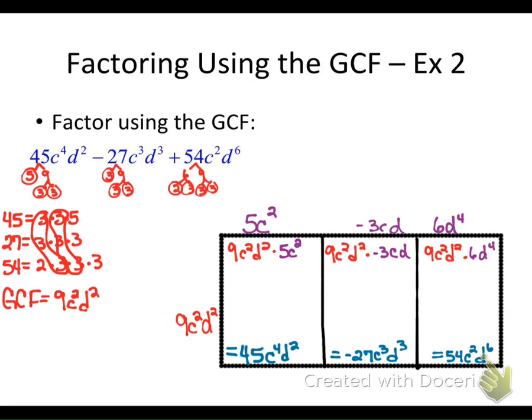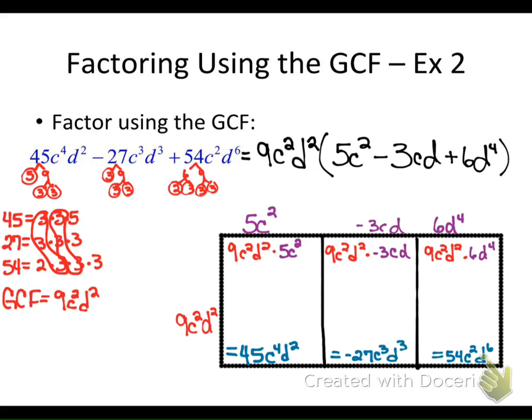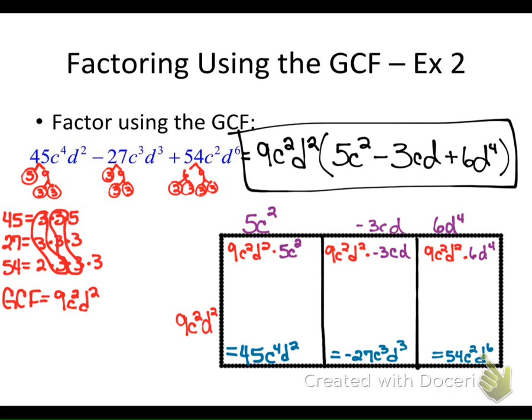So my area model's filled out. At the top I have area equals height times width. What's my height? 9c squared d squared. Times, what's my width? 5c squared minus 3cd plus 6d to the fourth. Box it. There it is.